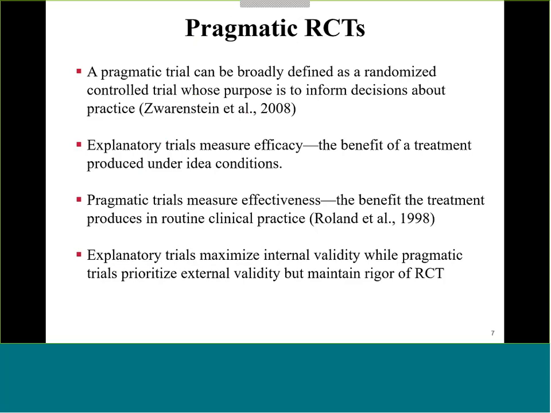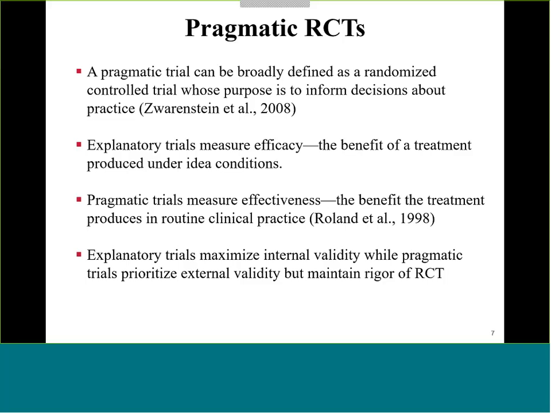So as I mentioned, a pragmatic trial, broadly defined, is an RCT, or randomized control trial, whose purpose is to inform decisions about practice. Where explanatory trials really measure efficacy, that's the benefit of a treatment produced under ideal conditions, not ID conditions, but ideal. Pragmatic trials focus on effectiveness, so the benefit of treatment produced in routine clinical practice. And there's been a lot of talk about this. Efficacy trials typically are done with a very highly select, highly controlled sample, with a focus on reducing kind of comorbidities. And our pragmatic and explanatory trials really focus on individuals in the community, so those who are receiving care.